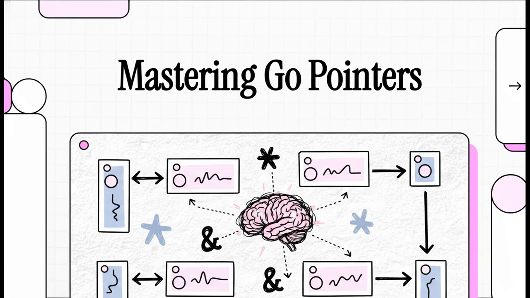Welcome to the Explainer. If you've ever looked at Go code and just felt completely overwhelmed by all those asterisks and ampersands floating around, you are in exactly the right place. Today, we're going to completely demystify Go memory addresses, and we're going to do it together using simple, everyday analogies.